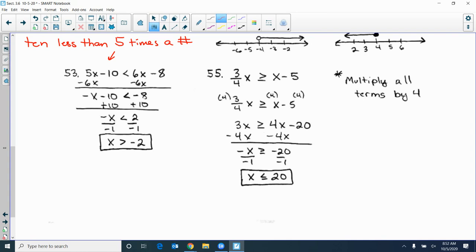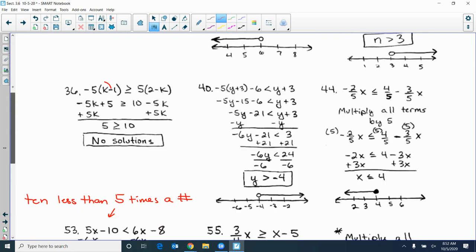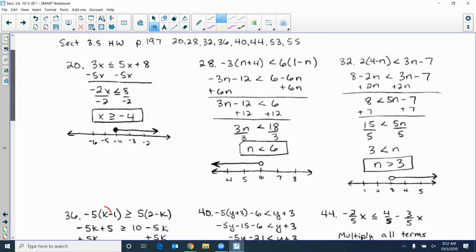So I'll have this on Canvas as well. I mean, it'll just be part of the class notes. I think this is going to be good, especially if you were absent or if you need to go back and fix a few.